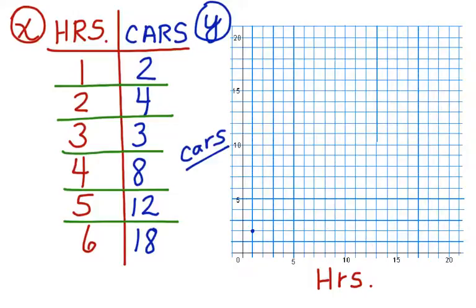The second hour was 4. The third hour was 3. The fourth hour was all the way up to 8. The fifth hour was up to 12. And the sixth hour was up to 18. Now, we want to draw a line of best fit.